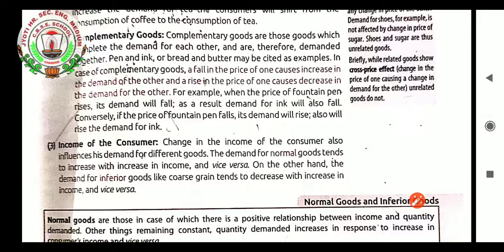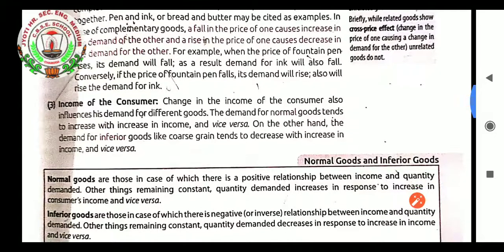Income of the consumer. Change in the income of the consumer also influences his demand for different goods. Yes, definitely. For example, your parents' income increases. Then you will come to know that when the income of the parents increases, each and every person wants something more in their demand. So that makes sense: when the consumer income increases or decreases, according to that income the demand for goods will increase or decrease.